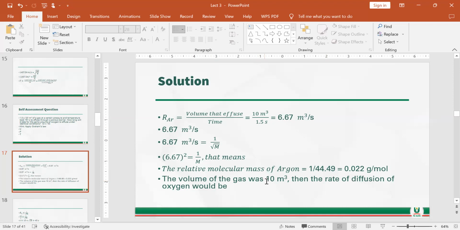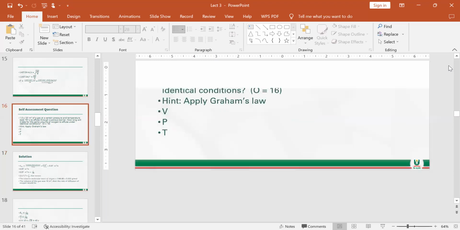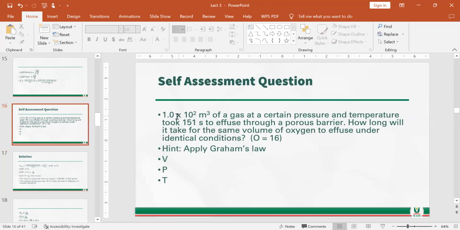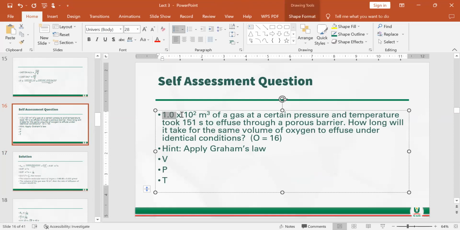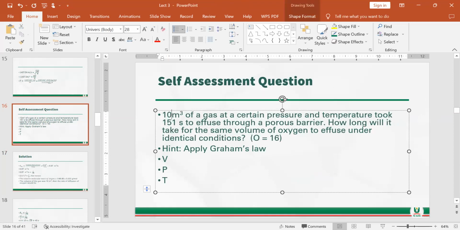The volume of gas was 10 m cubed. Sorry, I have to return that volume to 10 so that people don't get confused here. 10 meters cube. The volume was 10 meters cube.